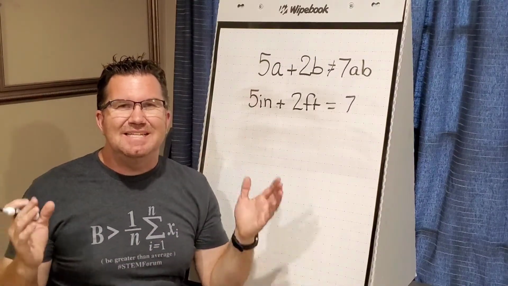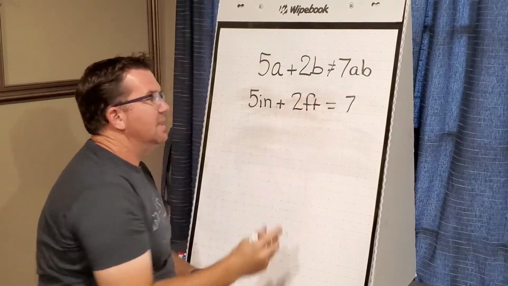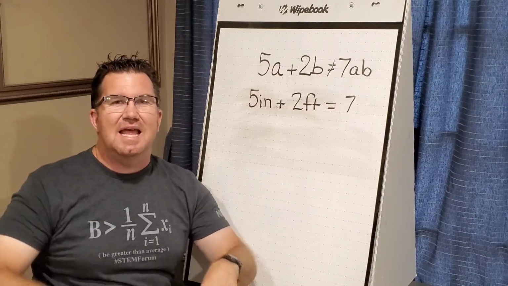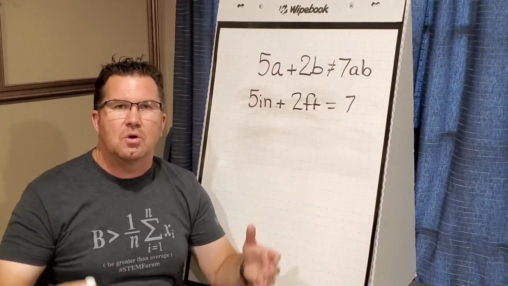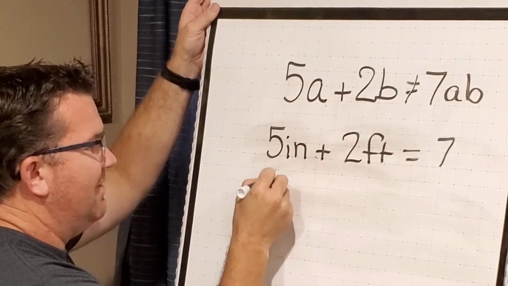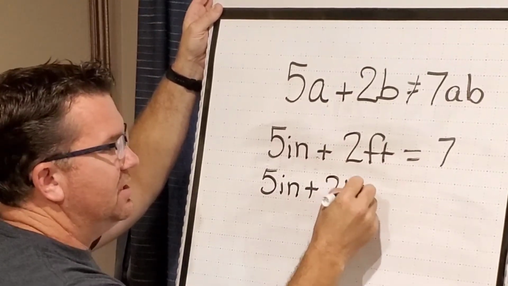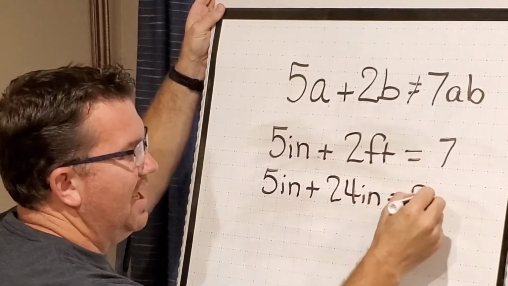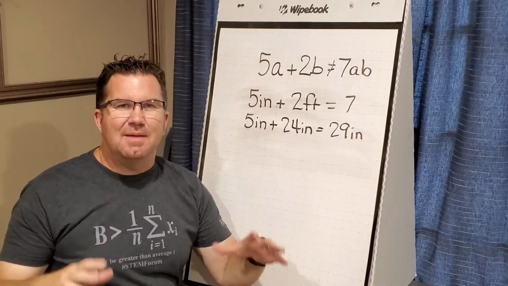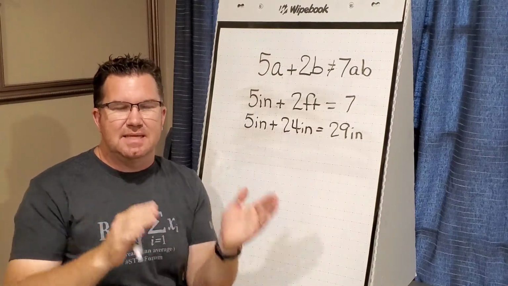They're 2 completely different sized objects. We have to make our feet into inches, or we have to make our inches into feet. We have to have the exact same object in order to count, or in order to put them together. So I could have 5 inches, and 2 feet is 24 inches. So in this case, I would have 29 inches. I'm not able to add them together unless I understand how to make them the same object.